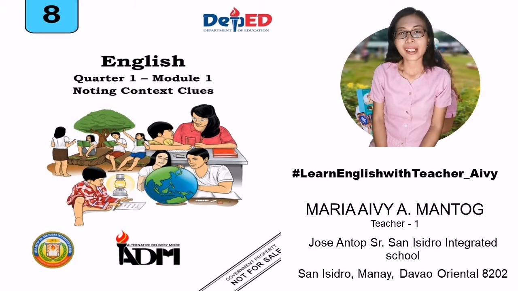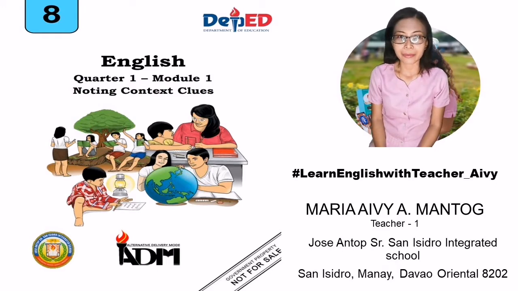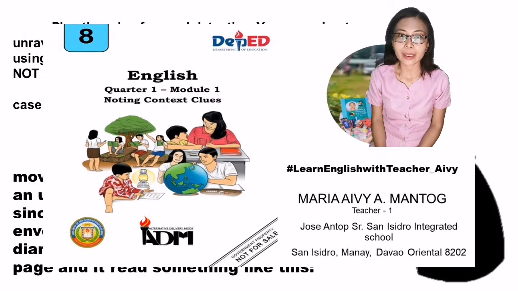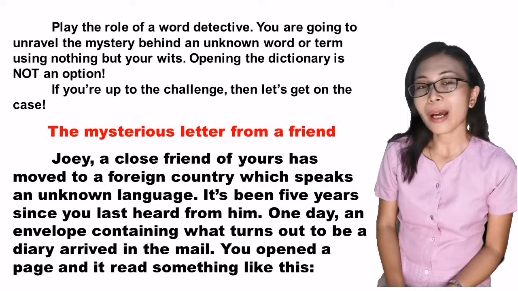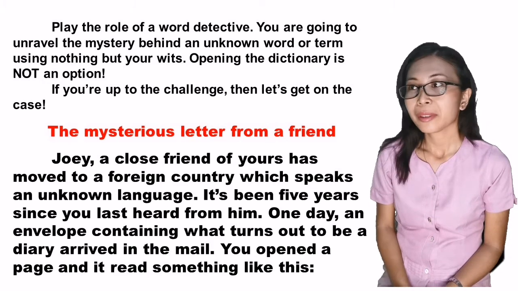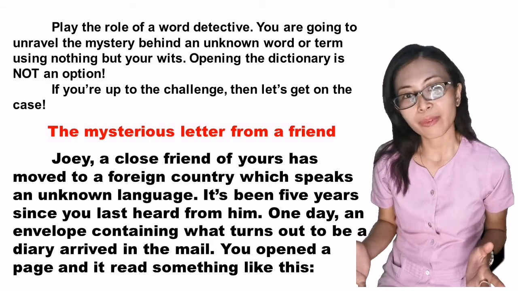This afternoon, our discussion for English Grade 8 Module 1 is about vocabulary. This time, you are going to act as a word detective. And to be a detective, you should possess observation skills, okay? All of your senses are open to detect clues in order to solve. You are going to unravel the mystery of an unknown word or term using nothing but your own wits. You're going to discover the meaning of words without the use of a dictionary.